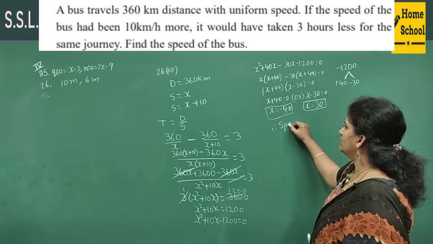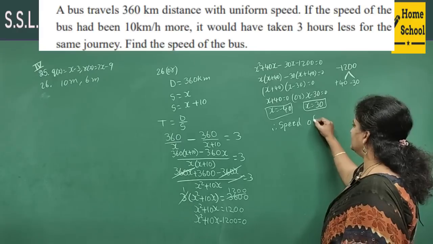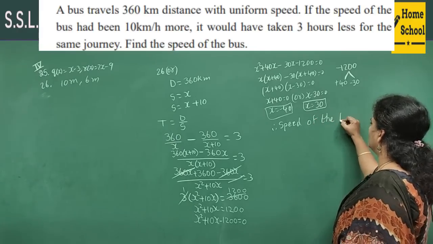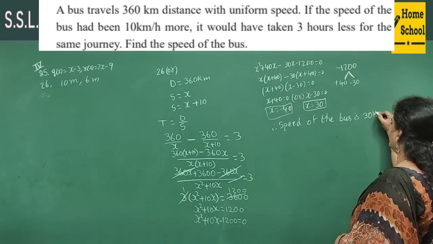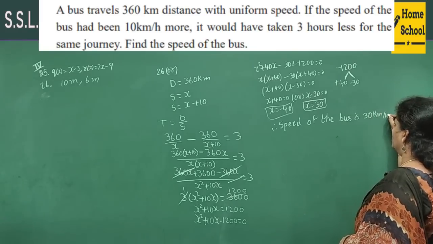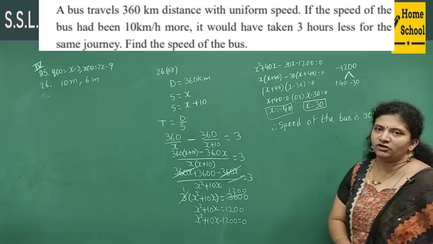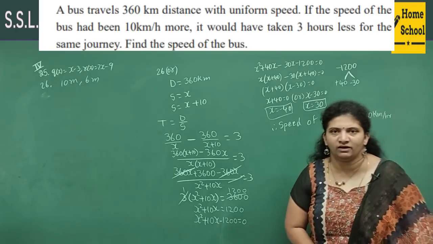So what I can say? Therefore, the speed of the bus is 30 kilometers per hour. Therefore, the speed of bus is 30 kilometers per hour.